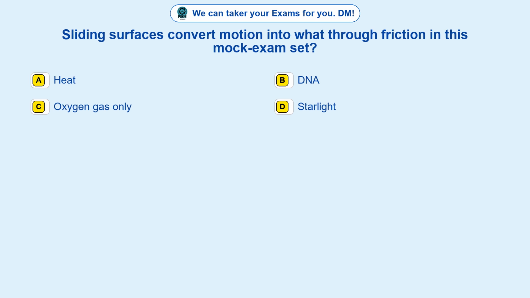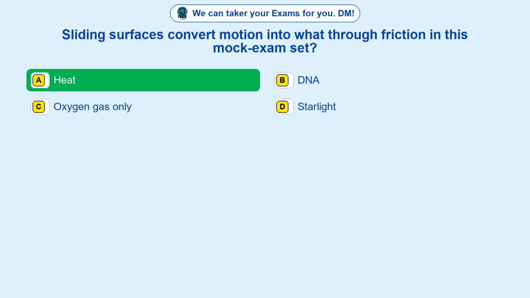Question 64. Sliding surfaces convert motion into what through friction in this mock exam set? Option A, heat. Option B, DNA. Option C, oxygen gas only. Option D, starlight. The correct answer is option A.